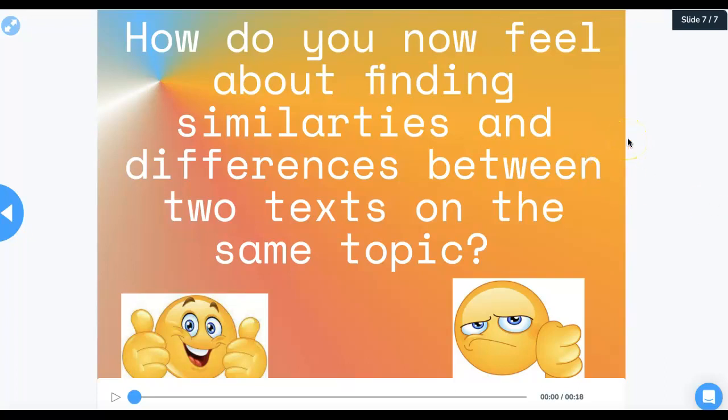I would end off my lesson with an open question to see how individuals feel about what they have just learned. Students will reflect on if they confidently know how to find similarities and differences between two texts. This can help in seeing who needs extra help and who is on the right track.